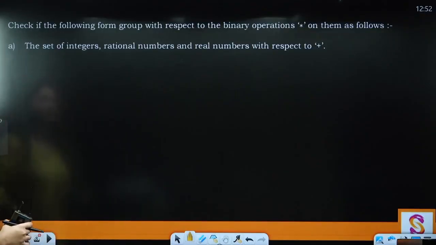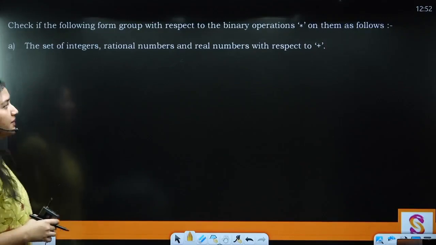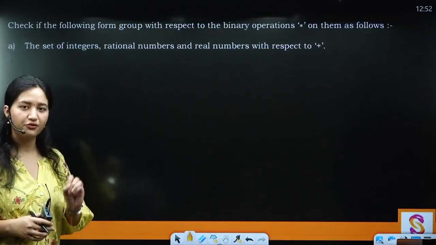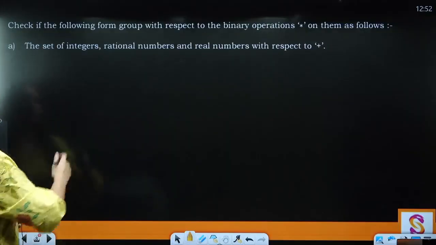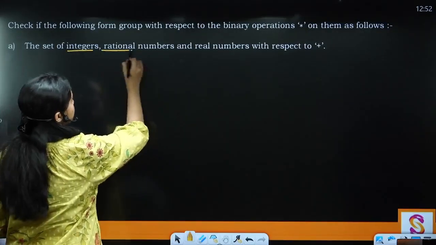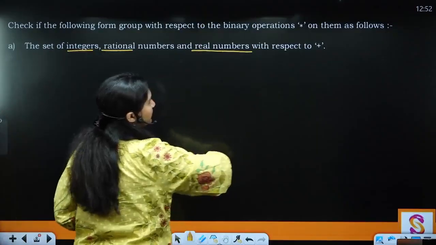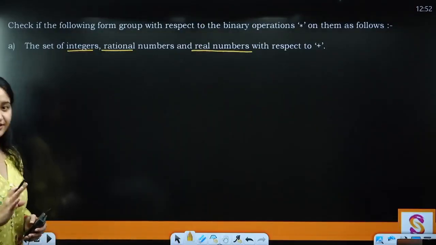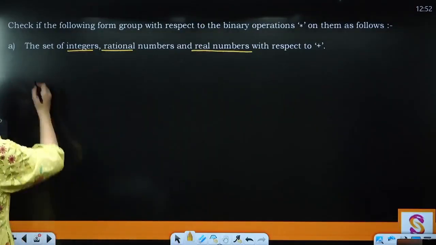Okay, let's take up this question. Check the following if it forms a group with respect to the binary operation star on them as follows. So we are supposed to check for the set of integers, rational numbers and real numbers with respect to addition. Clear? Okay, pick up your pens and start.